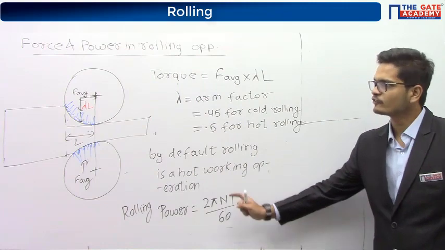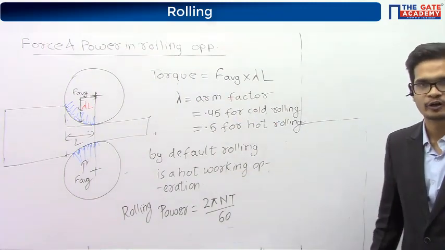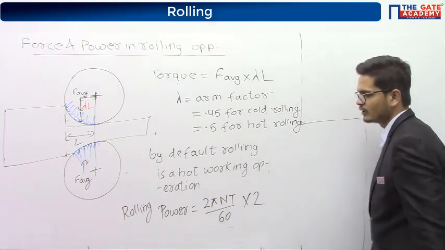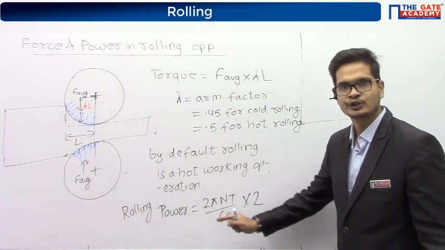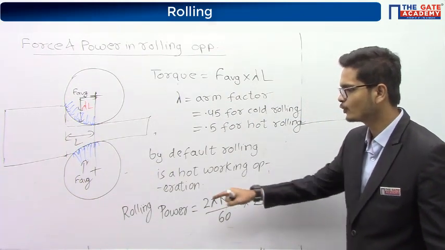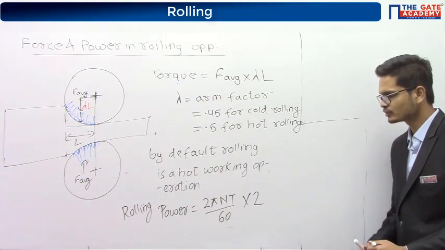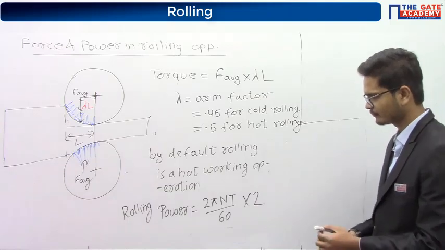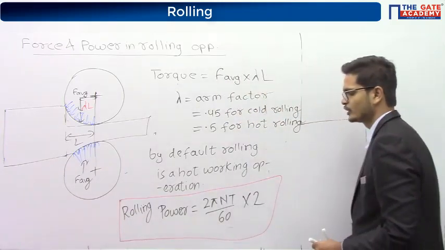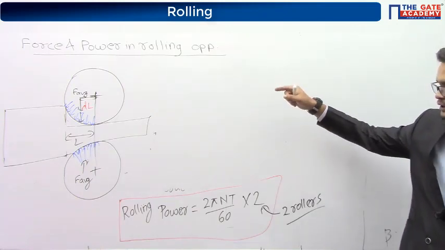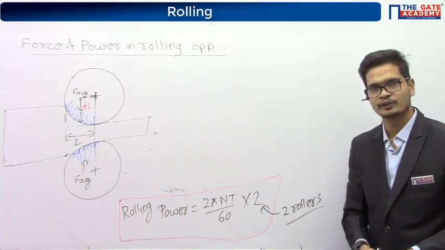This is the power for only one roller. Since we are using two rollers, we'll multiply this by 2. So 2 pi NT by 60 into 2 is the rolling power. Okay guys, so this is the expression. These are all the rolling forces and rolling powers.